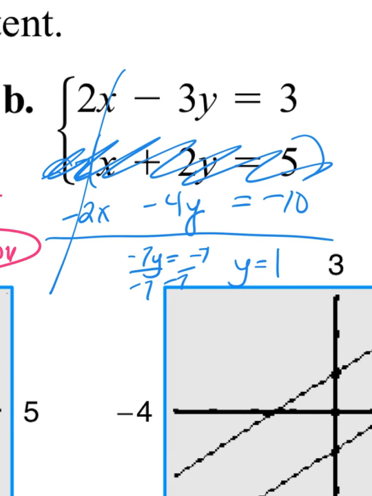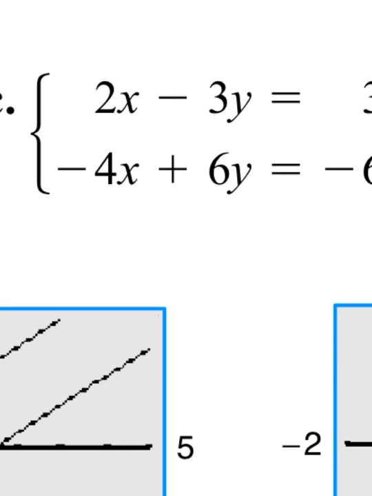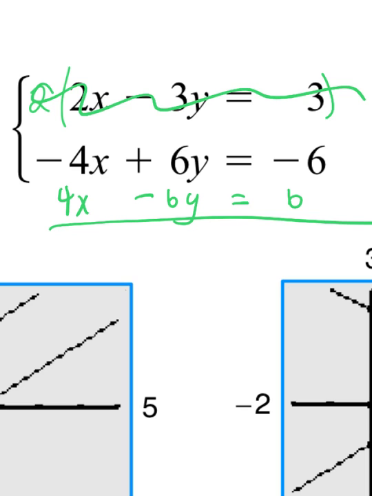All right, let's look at the next one. What do you want to cancel out? You can cancel out the x's. Okay, so if I multiply the top by 2? Yeah. So I'll have 4x minus 6y equals 6. What happens to my x's? Cancels out. What happens to y's? Cancels out. What happens to 6? Negative 6. Cancels out.